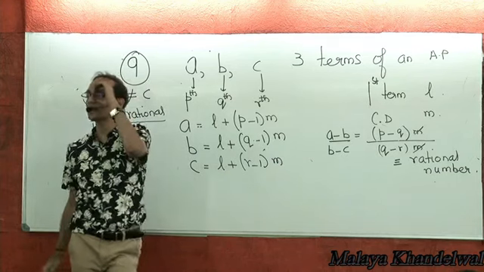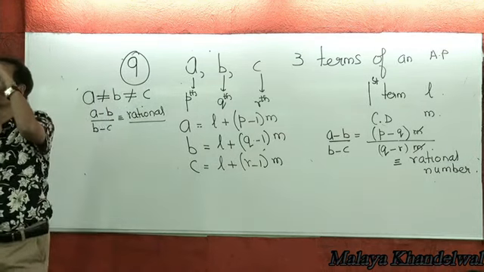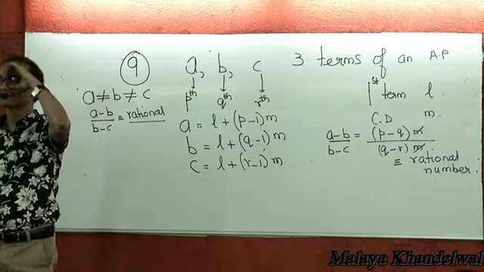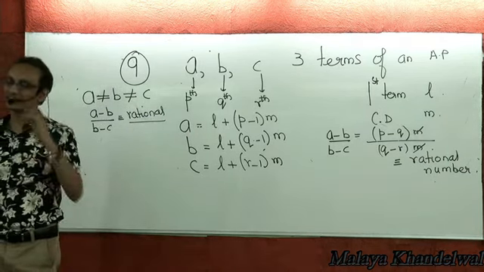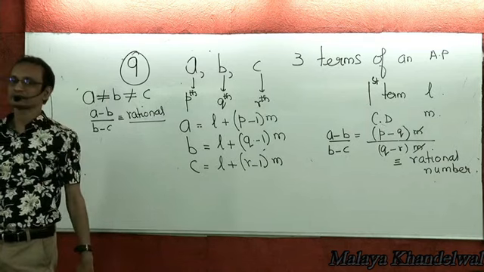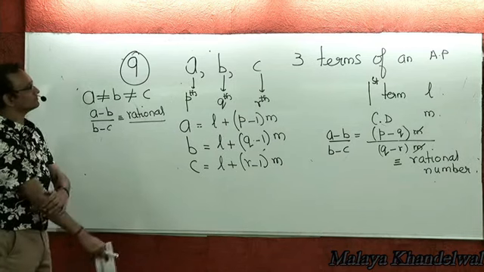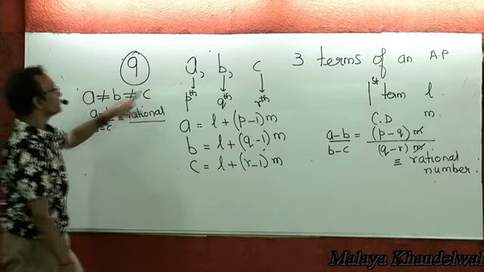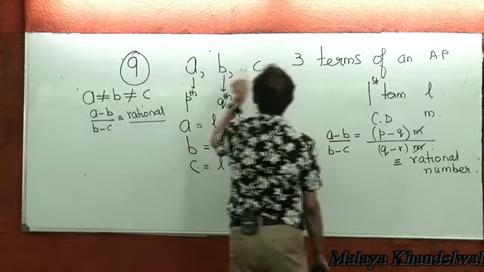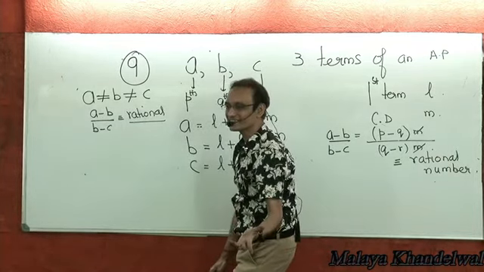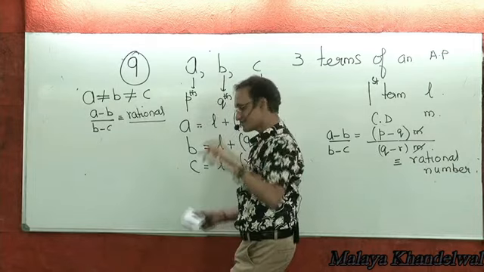Because you have assumed that they are consecutive terms of the AP. Right? That's why. I never said they are consecutive. That's why it came as 1. Because if they were consecutive, then A minus B will be equal to B minus C, and this ratio will turn out to be 1 if they were consecutive, isn't it? They're not consecutive.